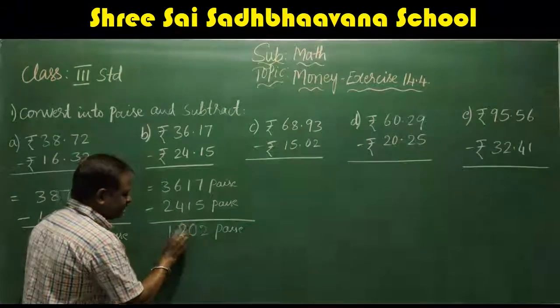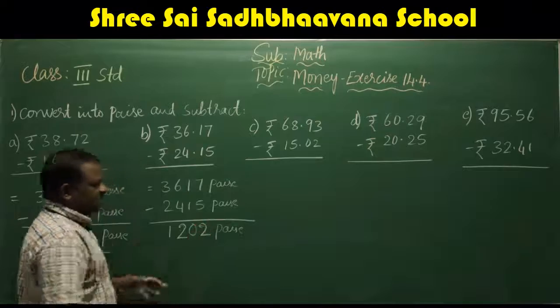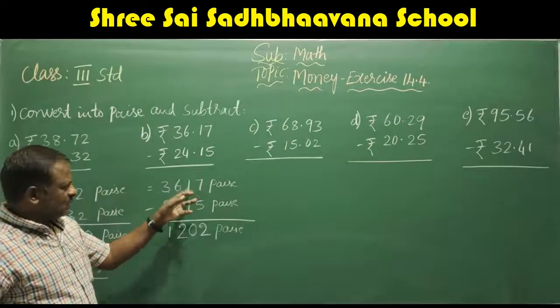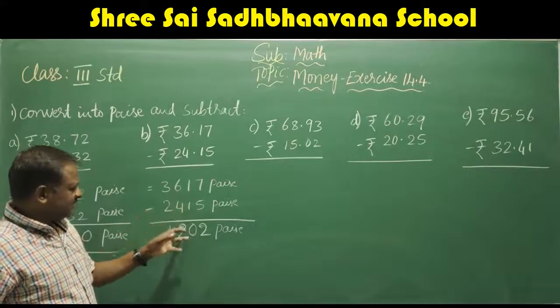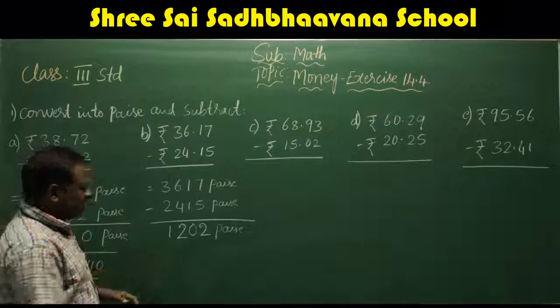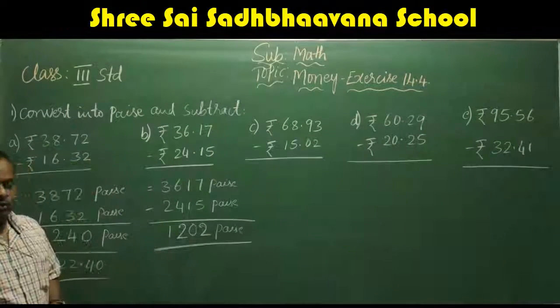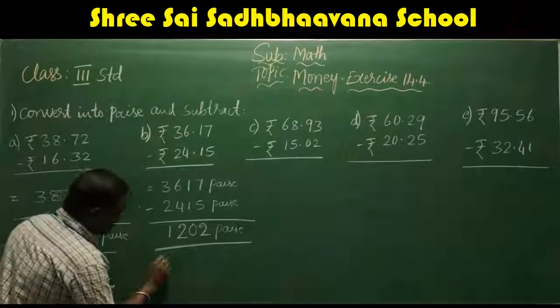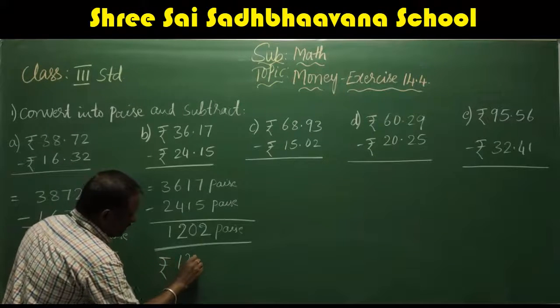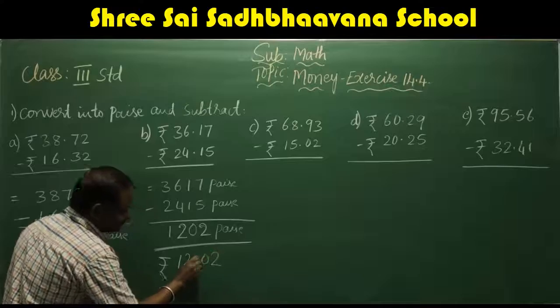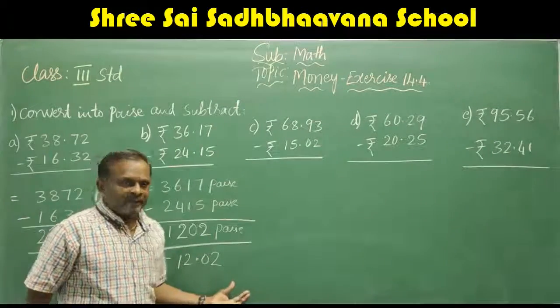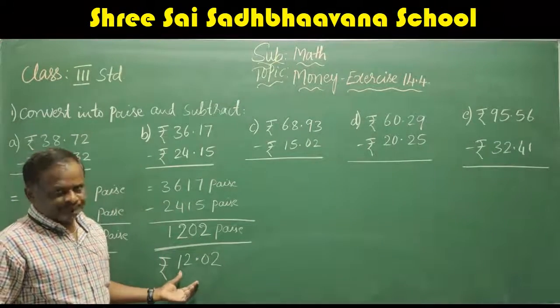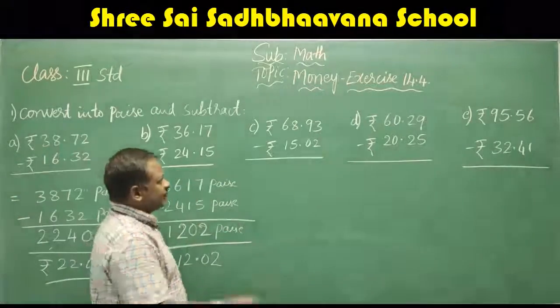Once again I will say: 7 minus 5, 2. 1 minus 1, 0. 6 minus 4, 2. 3 minus 2, 1. That is 1202 paise. When you convert this into rupees, it is rupees 12.02. Come to the third problem.